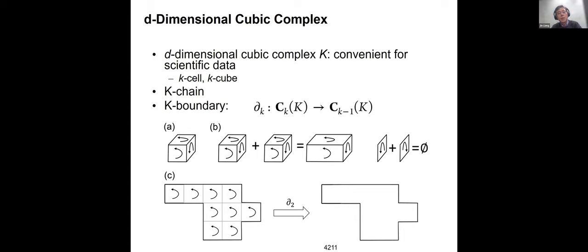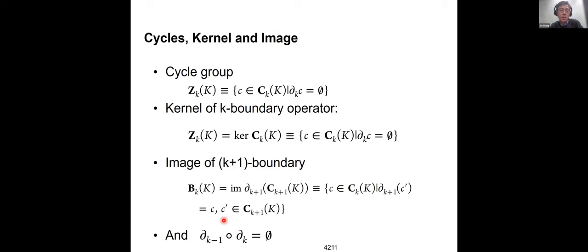The underlying machinery we use is cubical complexes. We use these d-dimensional cubical complexes because they are very convenient for scientific data; the data are already sitting in these kinds of cubes. You can take these primitives of cubes and put them together to construct what are called k-chains. Because the faces of the cubes have orientations, they may cancel each other, so you get things like the boundaries of the k-chains. This is the standard language in topological analysis. You get cycle groups using these cubical chains, kernels of the boundary operators, images of the k plus one boundaries, and so on.